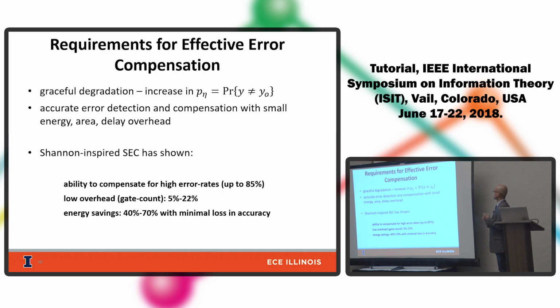So requirements, we want to minimize the cost of error compensation, and using SEC, we have shown that you can compensate for error rates up to 85%, right? Which means that you're allowing errors at the output of these computational units, 85% of the time. And we can compensate for it with a very low gate count, roughly 5 to 22%, maybe 25%. So unlike replication, where you have 200%, 300% overhead, here you're talking about a very, very small additional number of gates that you have to put in. But energy savings, you can get about 40 to 70% energy savings in CMOS, right? So you're getting energy efficiency along with reliable output way beyond what is otherwise achievable.